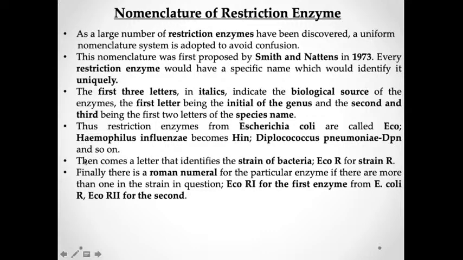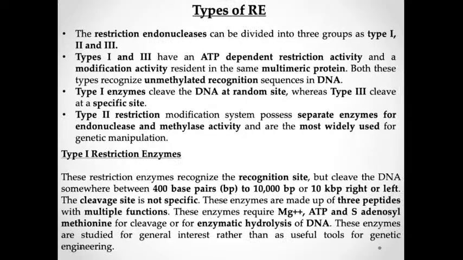Then comes the next part, the strain, that is, which strain of bacteria it is. Then it is strain R or whichever one. After the strain, if it is a first type or second type or third type, then we give them Roman numerals, like the first enzyme or second or third. So E. coli 1, E. coli 2 like this. Same way we have different Hin R1, 2, different DPN like that.